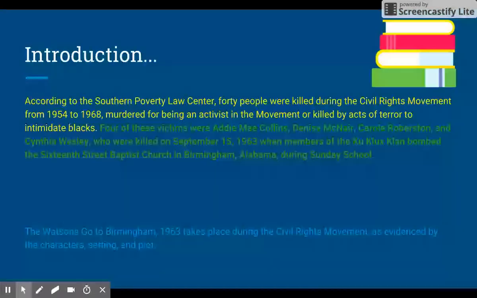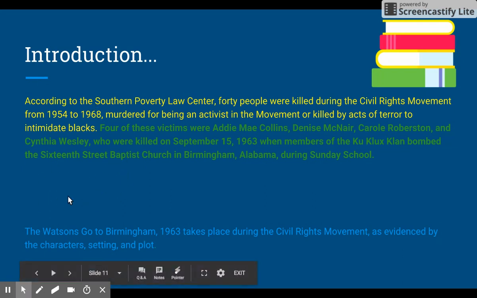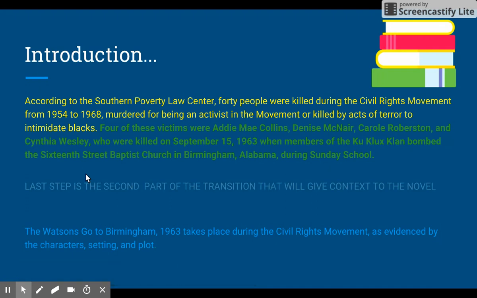Now here's where we are with our building of an introduction. We have our hook, we have the first part of our transition, which gives context to the hook, and now we just need a bit more transition to give context to the novel. That will be our last step.